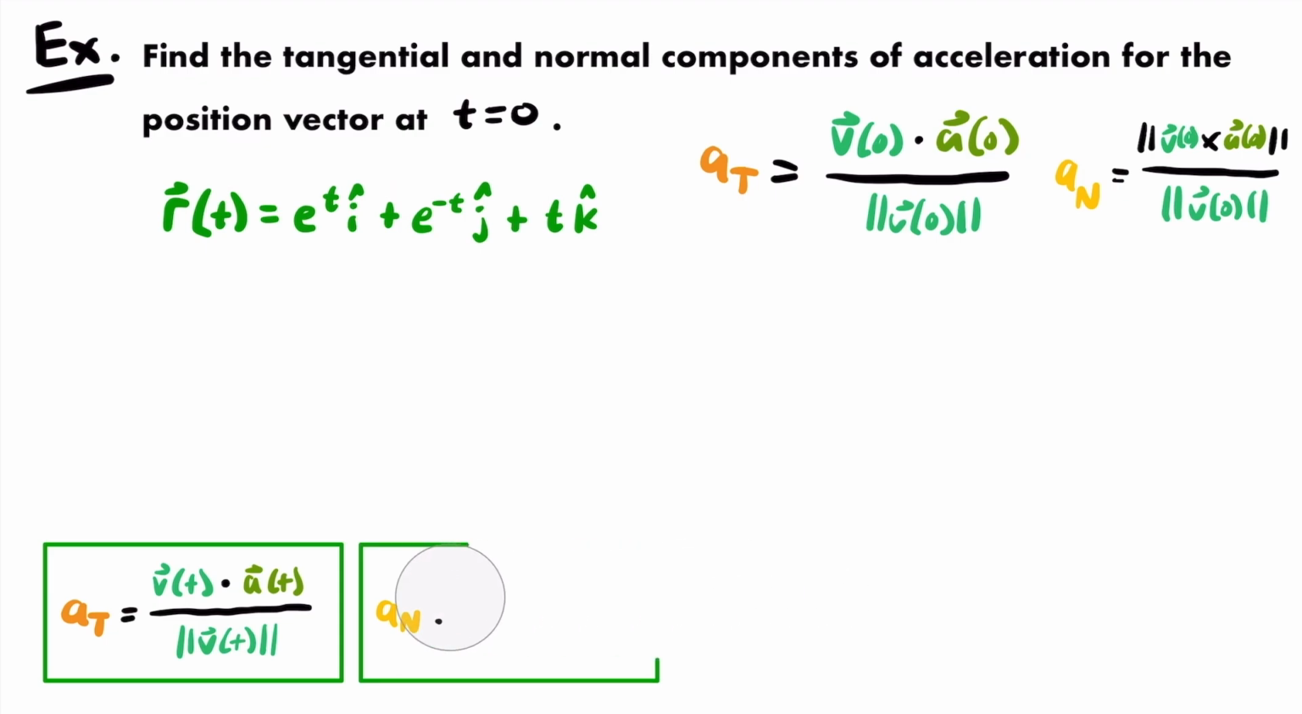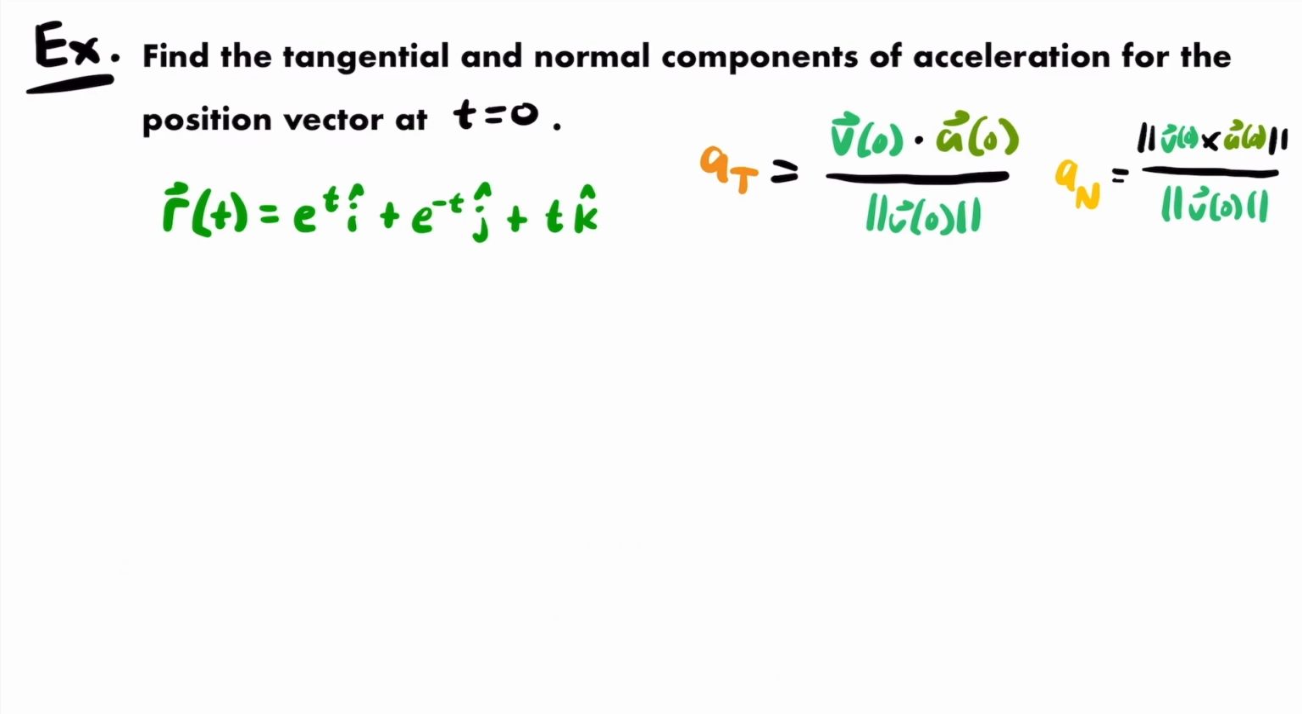I'm going to erase these formulas down here now that we have them written up here, but in terms of t equals 0. And so to get started, what we have to do is find the velocity and acceleration vectors and then plug 0 into those vectors. Okay, we have to work in terms of t until we get both of these vectors because you have to have a vector function in terms of t in order to actually take its derivative.